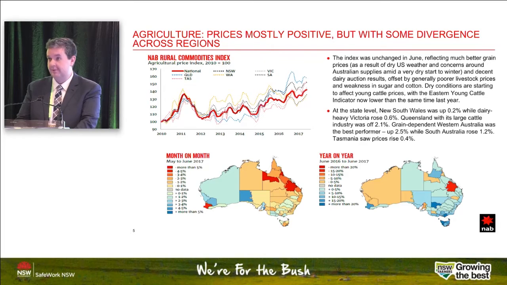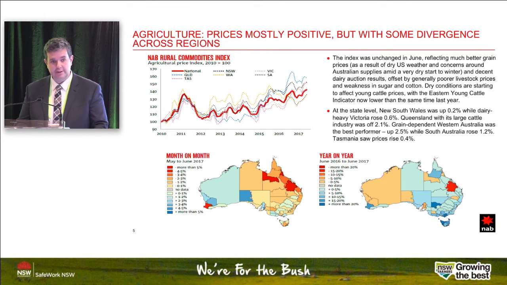this first slide of charts demonstrates the recent performance of key agricultural commodity prices in Australia. The NAB Rural Commodity Price Index is an index of 28 agricultural commodities, weighted by the relative size of each commodity in the Australian agricultural sector. Overall, the index was unchanged in June, as decent dairy auction results and much better grain prices were offset by generally poorer livestock prices and weakness in sugar and cotton. Higher grain prices have come off the back of dry US weather and concerns around Australia's supplies given the relatively dry start to the winter.